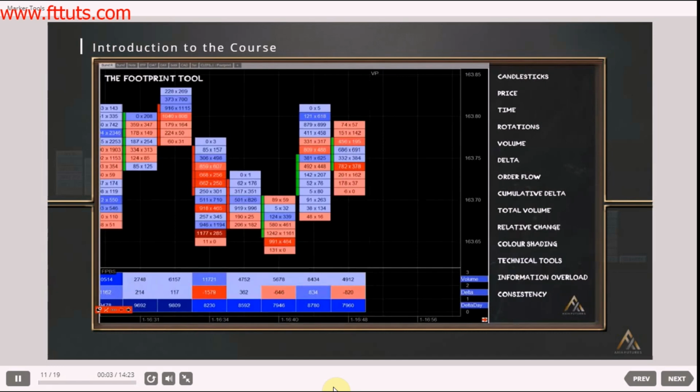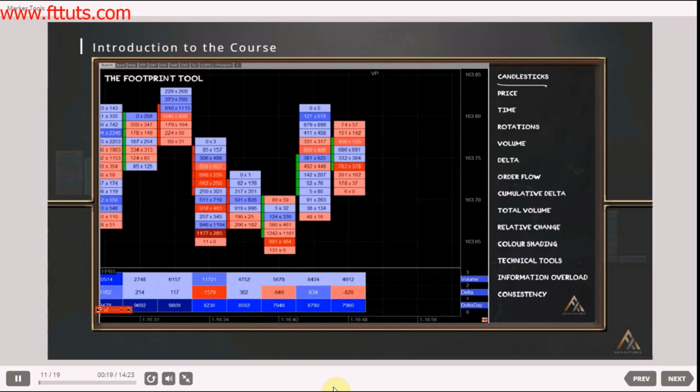So welcome to the first of the Blackboard Learning Series. This is going to be an overview of the footprint tool. Now, the first place to begin is to talk about the traditional candlestick. So what you're effectively looking at here is the footprint tool in its entirety.